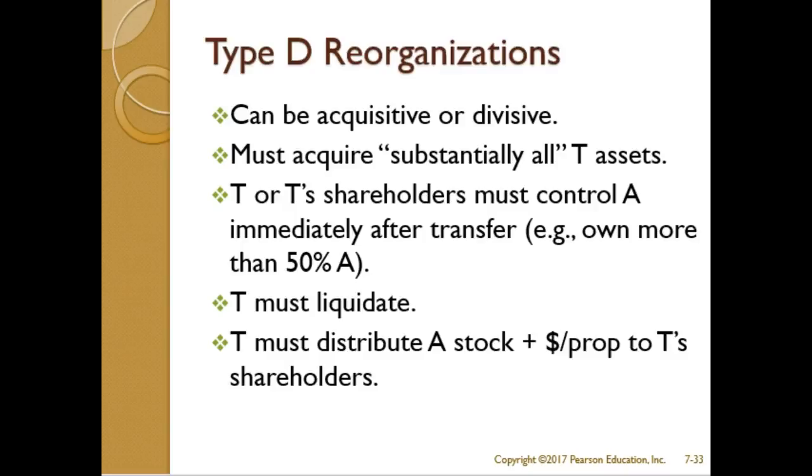Okay, type D reorganizations, they can be acquisitive or divisive. They must acquire substantially all of the T assets. The target corporation or its shareholders must control A immediately after transfer. They must liquidate the target corporation, and they must distribute stock and cash or property to the shareholders.